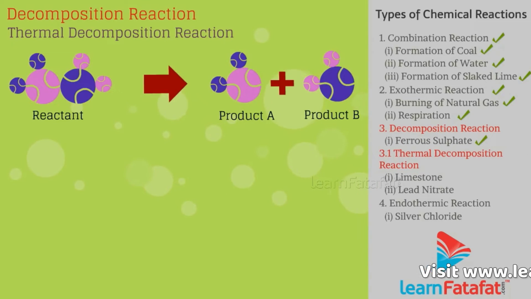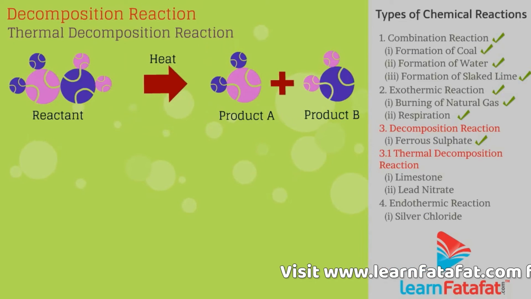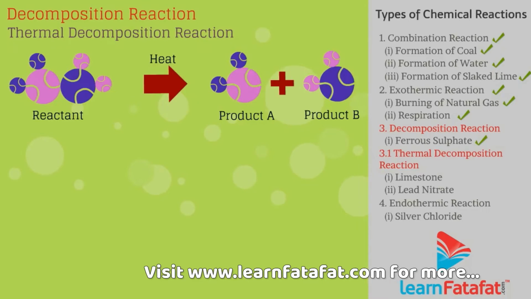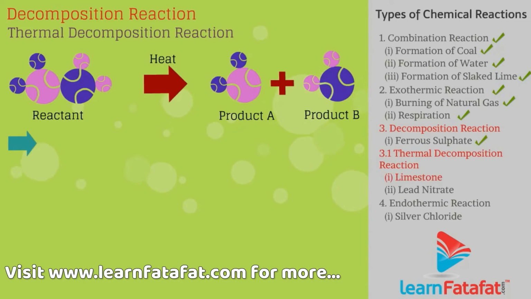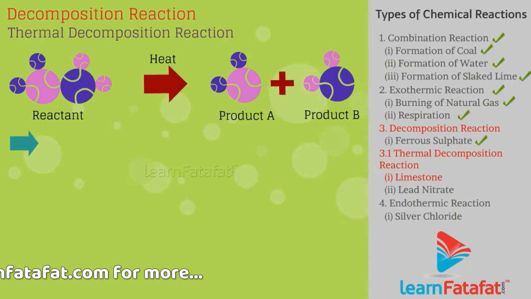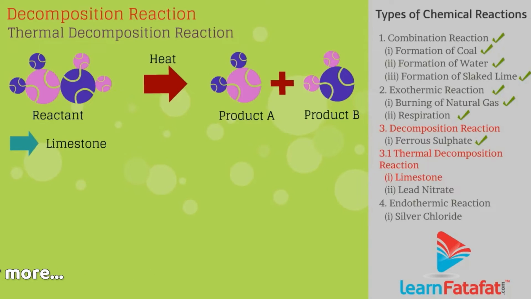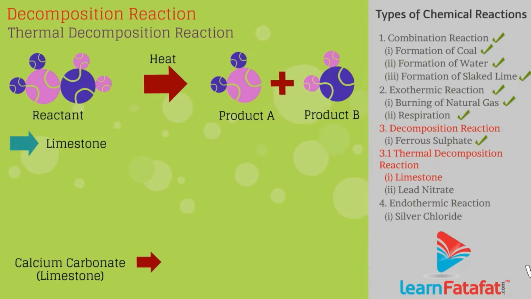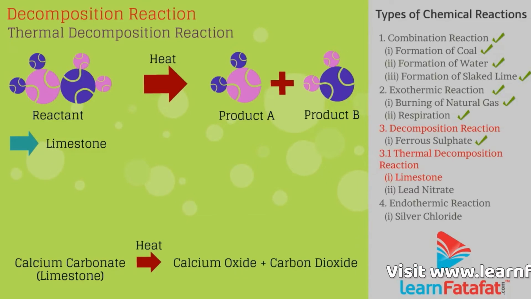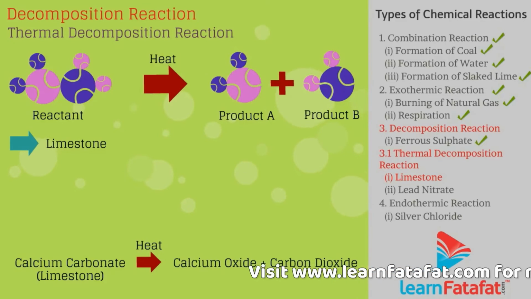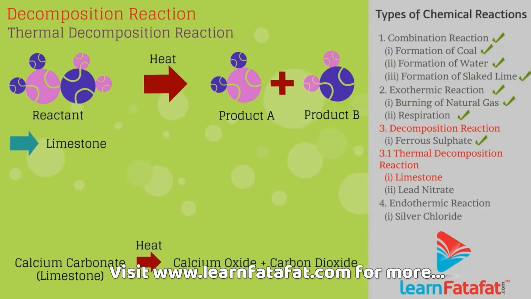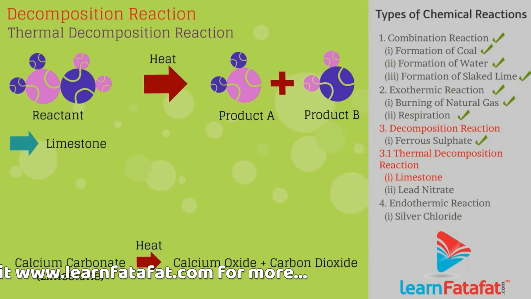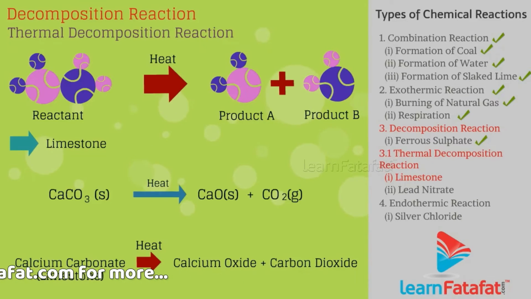When a decomposition reaction is carried out by heating, it is called thermal decomposition. Example 1. Decomposition of calcium carbonate to calcium oxide and carbon dioxide. Calcium oxide is lime or quicklime used in manufacture of cement. That is, CaCO3 in presence of heat gives CaO plus CO2.